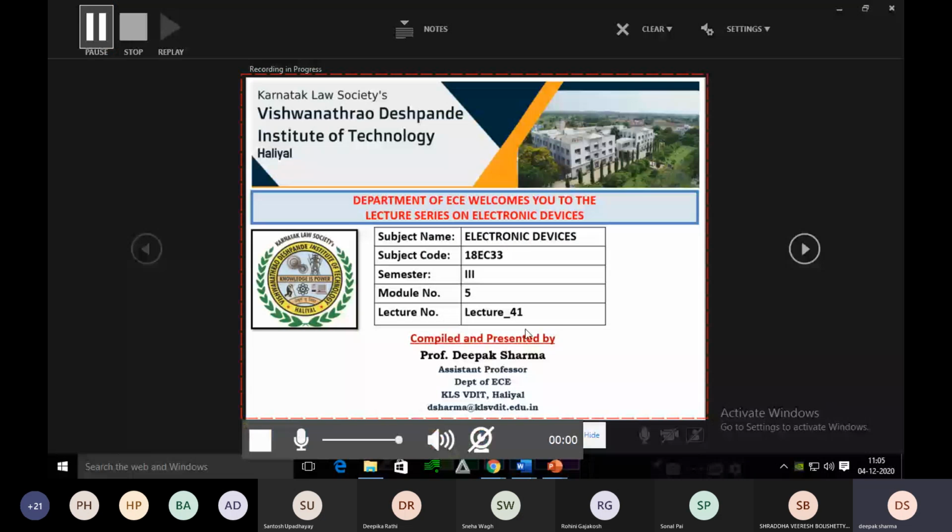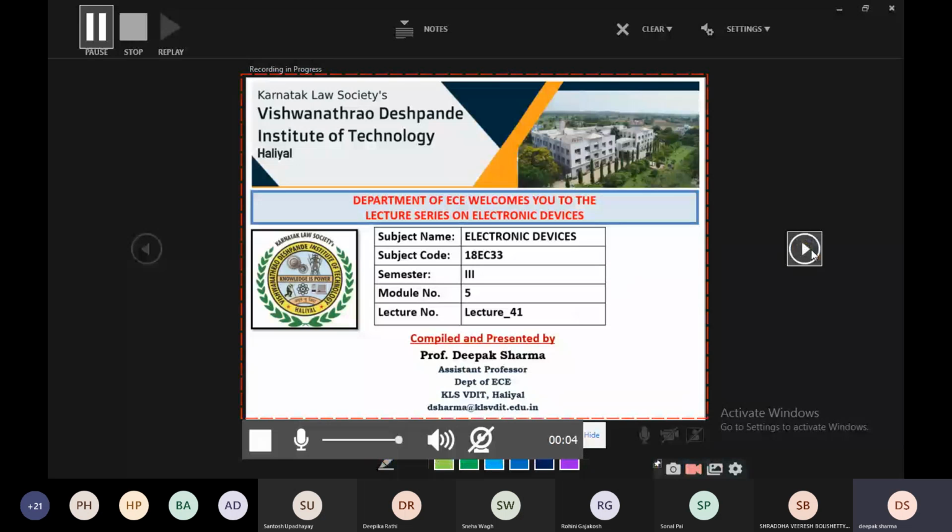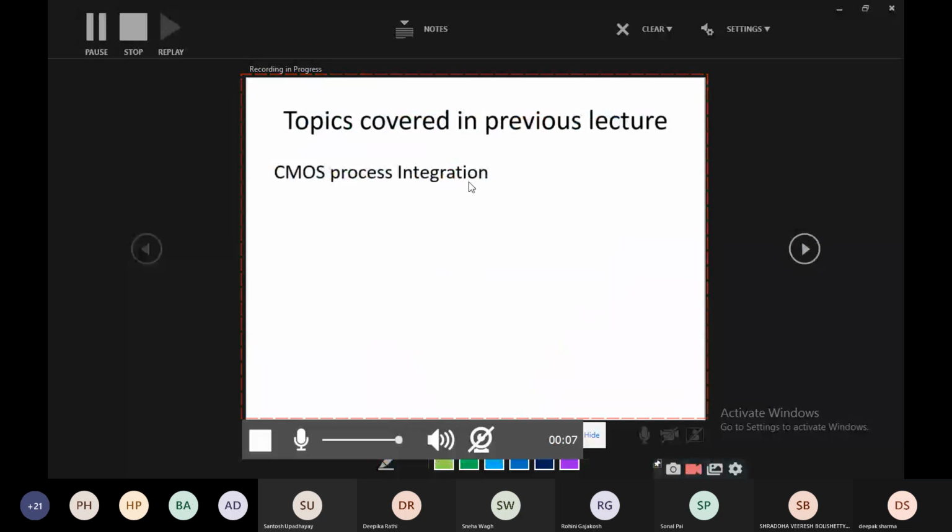Okay, welcome to the lecture series on electronic devices. And we are into the last part of module 5, where we are learning CMOS process integration. Today I will try to complete CMOS process integration, and we will look into another concept, that is integration of other circuit elements on the chip, like resistors and diodes, etc.